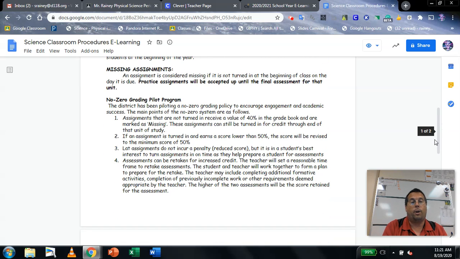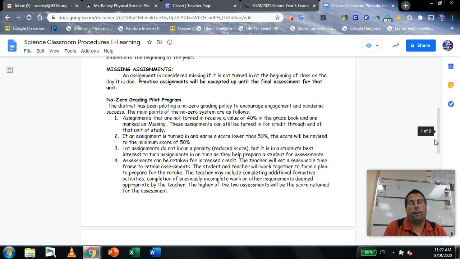Now, with that in mind, I am part of the non-zero grading pilot program, which is something the district has been implementing to see how we can take away the effect of zeros. Many of you might have noticed a zero can really hurt your grade. You could do all your work for a quarter, miss one assignment, and then that zero could really lower your grade. So we're trying a system that reduces that. Assignments that are not turned in receive a 40%. So if you don't turn something in, you get a 40% on it, and it's listed as missing. You can still turn those in. You can still get full credit for those up until the end of that unit.